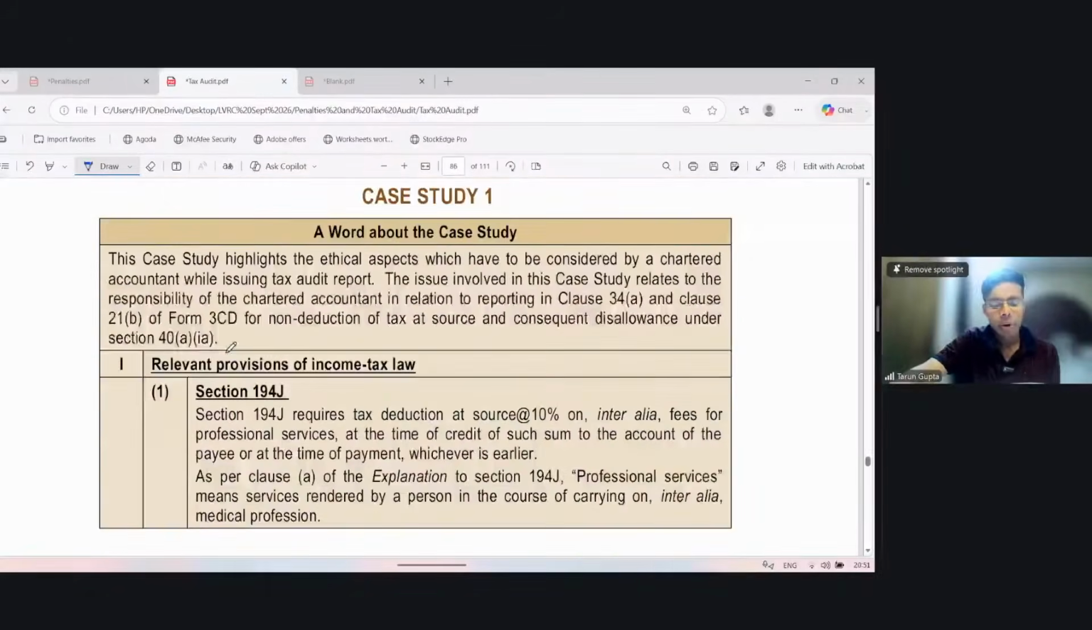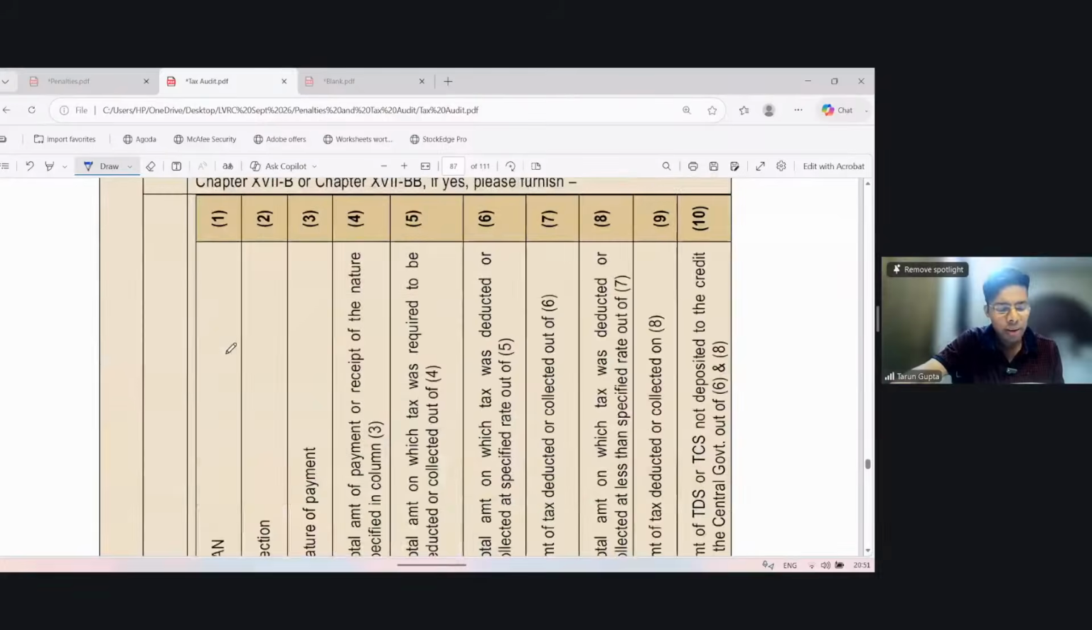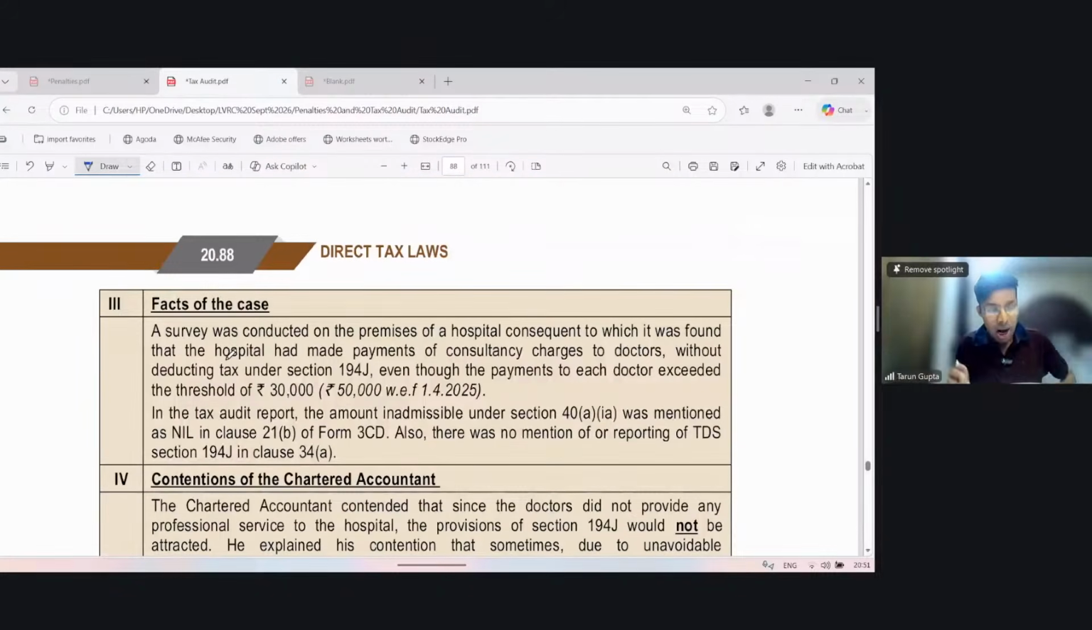Now, case studies. So case study 1. What are the facts? A survey was conducted on the premises of a hospital, consequent to which it was found that the hospital had made payment of consultancy charges to doctors. It had not deducted tax under section 194J on such payments, even though the payment exceeded the threshold of 30,000 or 50,000 as the case may be. In the tax audit report, the amount inadmissible under section 40A(ia) for non-deduction of TDS was mentioned as nil.